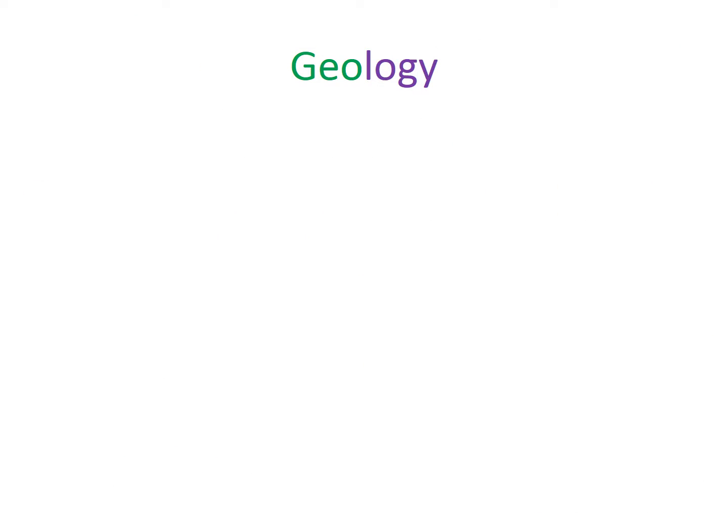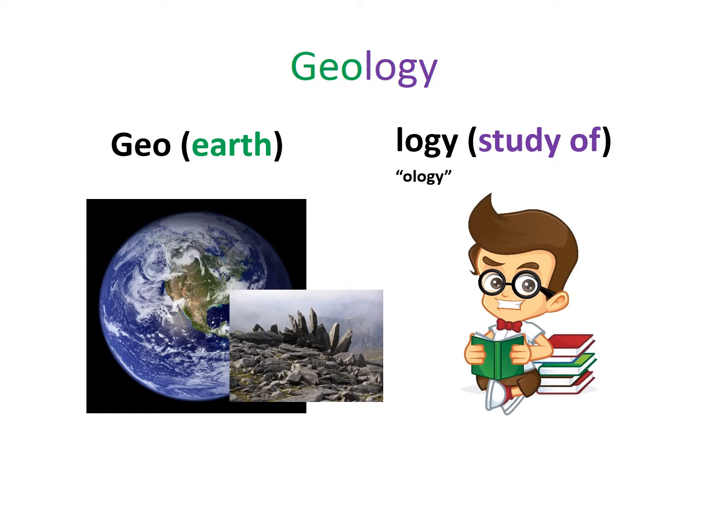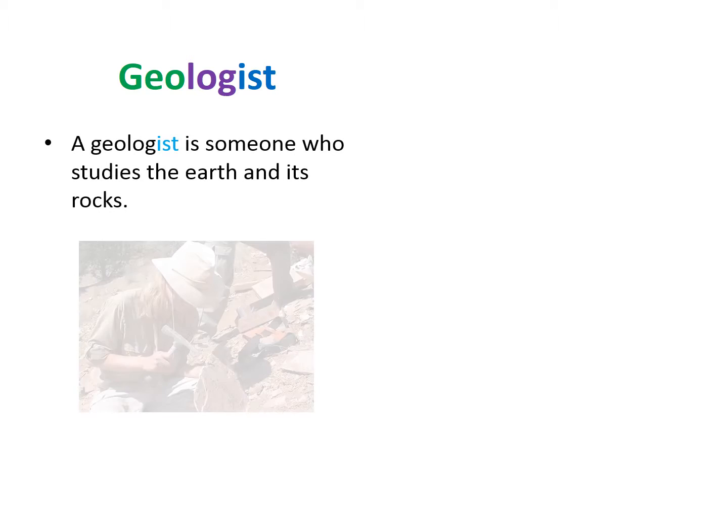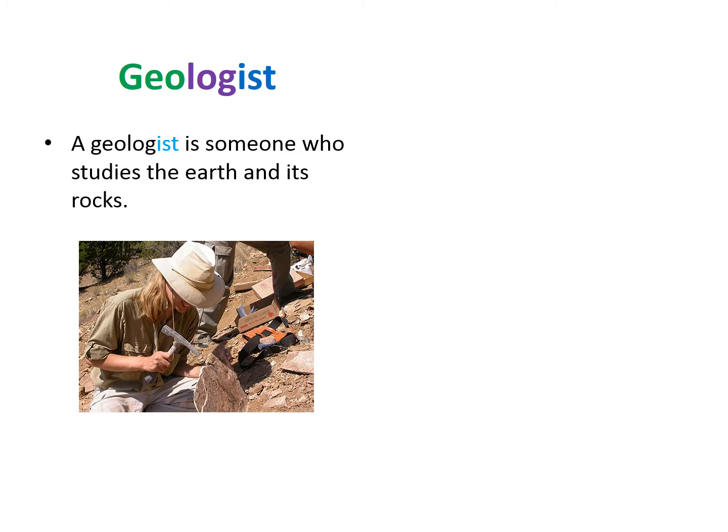Words are made up of small parts like prefixes and suffixes that give us clues to the meaning of the word. The prefix geo refers to the earth, including the rocks it is made of. Ology means study of, so geology means the study of the earth and the rocks that it's made of. When you see ist at the end of a word, you know we're talking about a person. So a geologist is a person who studies the earth and its rocks.